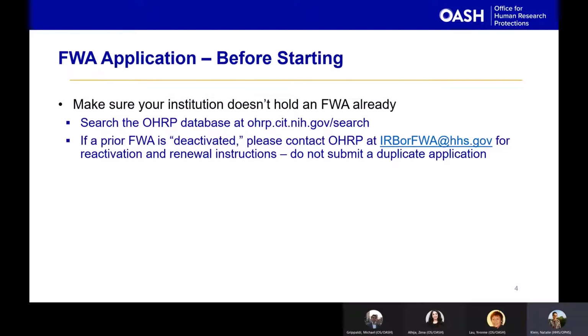Our public-facing database allows you to search. This database is at ohrp.cit.nih.gov/search. If you locate a record that your institution has a deactivated FWA, please contact our office at IRB or FWA at HHS.gov and ask for help renewing it. Do not apply for a duplicate FWA. Also, try searching the database several different ways, since any abbreviations, alternate names, etc. could make your institution's FWA more difficult to locate.